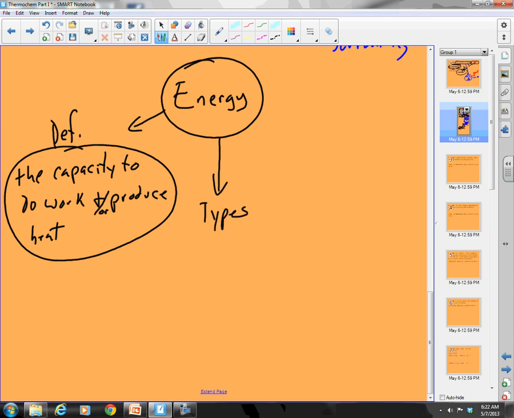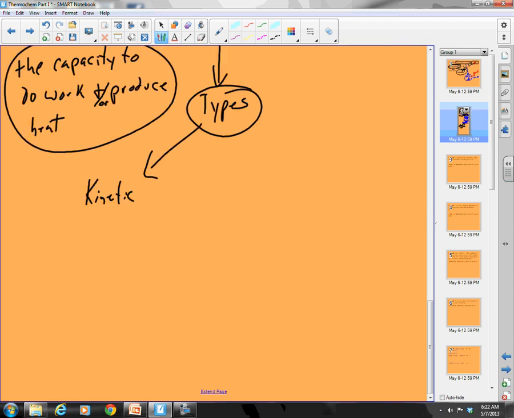Good. And I want to talk about several types. What are our types of energy? Well, you know some of these already. I think we talked a little bit about one, kinetic energy, right? And what is kinetic energy? It is the energy contained in motion, the energy of motion. The capacity to do work or produce heat that can result from a body in motion.